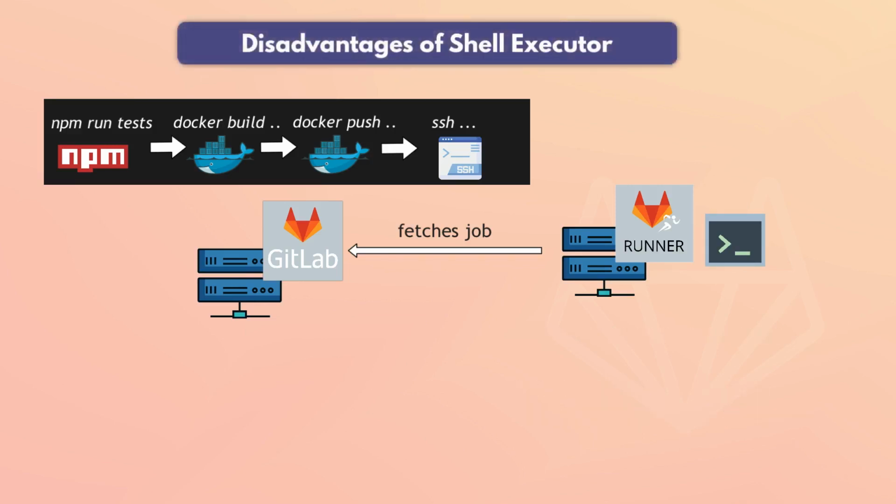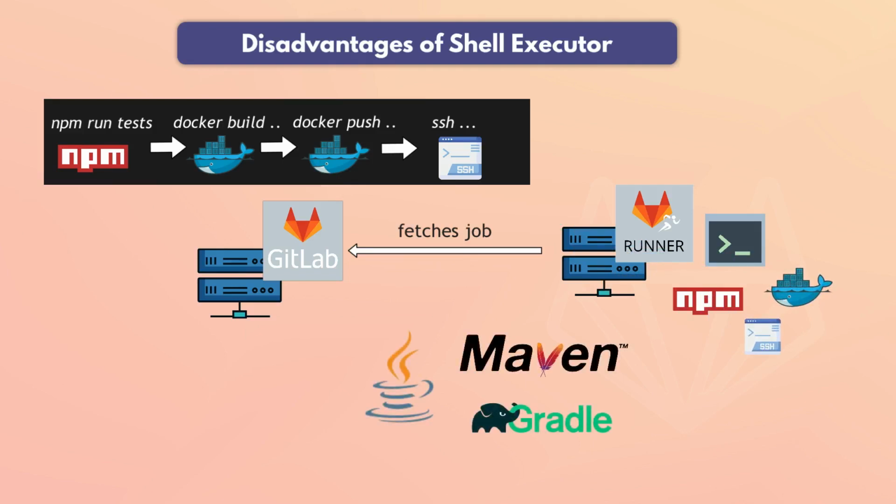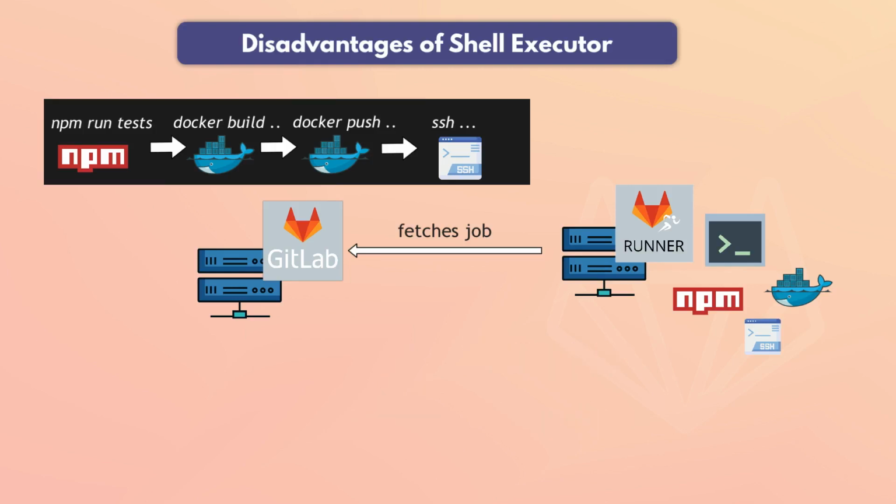Now let's say we want to execute all the above mentioned commands on one single runner, which again is one server with GitLab Runner installed on it that hands over the commands to the shell executor. So we have an npm command, docker command, and SSH. Or if we were building a Java application, we would need Java, Maven, or Gradle, and so on in order to build and package the application.